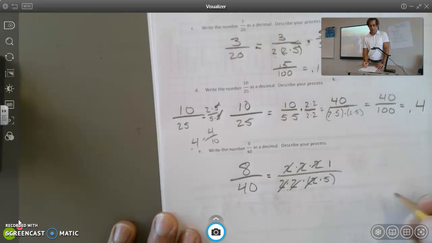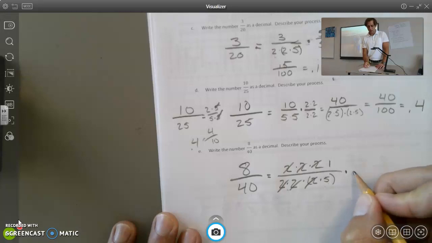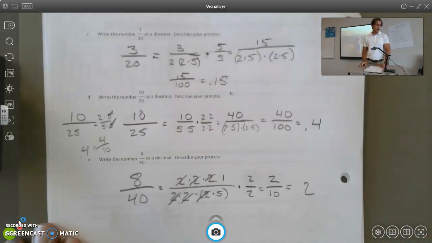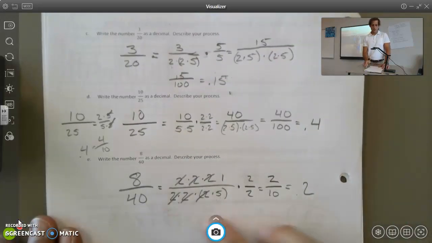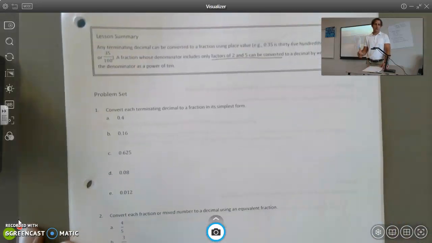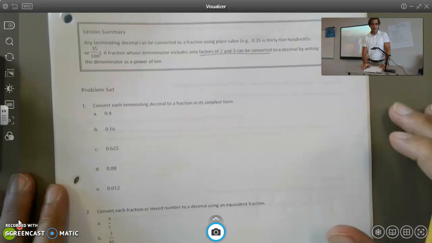But I need this to be a power of 10. So what do I need to multiply 5 by in order to get a power of 10? I need to multiply by 2. I would get 2 over 10, which is 2 tenths. And now we've created a decimal. So again, we're just doing a prime factorization in the denominator and then continuing to try to get it to where we can have a power of 10 in our denominator.